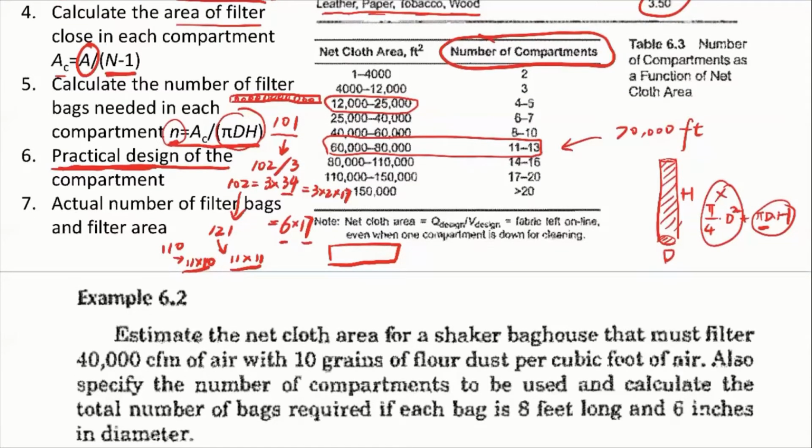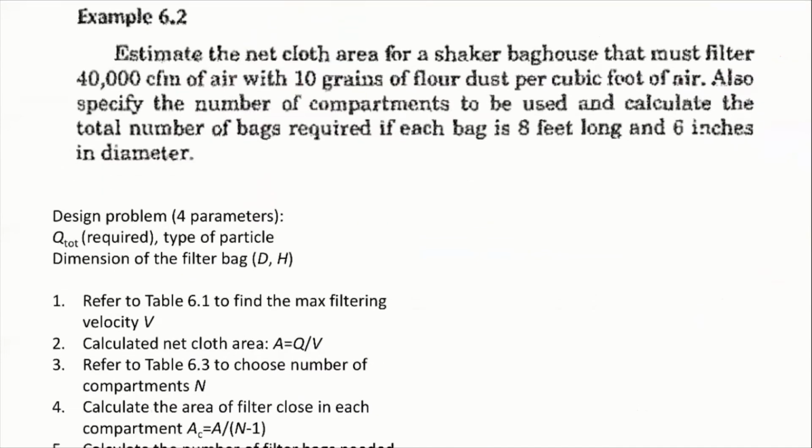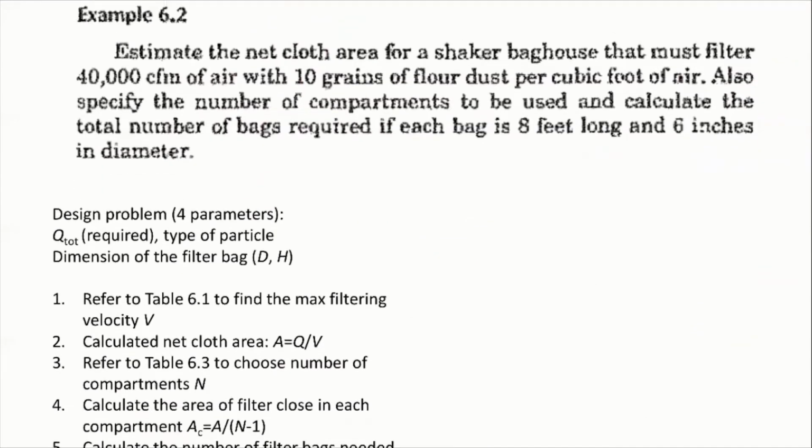And once we have this actual number, no matter whether it's 110 or 121 or 102, this is the actual number of the filter bags in each compartment. And then we can use this actual number to calculate the actual filter media, because we need to multiply this number by the number of compartments and then multiply that by the area of the filter bag, okay? So this process might sound quite complex. I spent quite a lot of time going through these steps, but they're actually quite straightforward when we go through a problem here, okay?